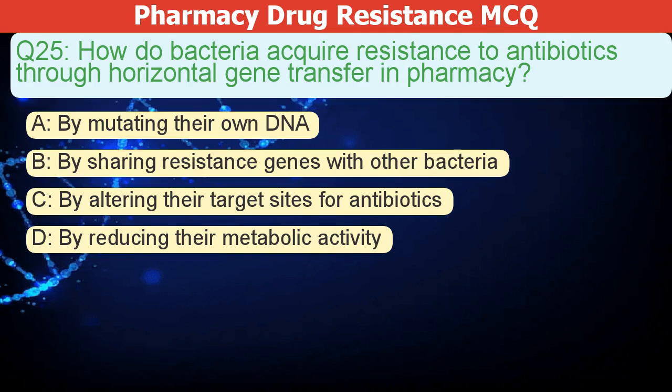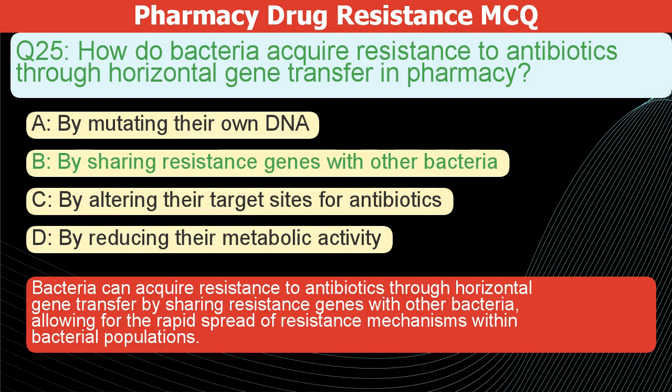How do bacteria become resistant to antibiotics through horizontal gene transfer in a pharmacy setting? A. By mutating their own DNA. B. By sharing resistance genes with other bacteria. C. By altering their target sites for antibiotics. D. By reducing their metabolic activity.